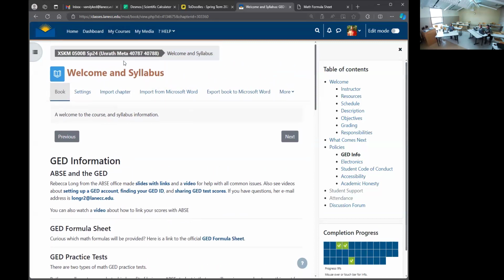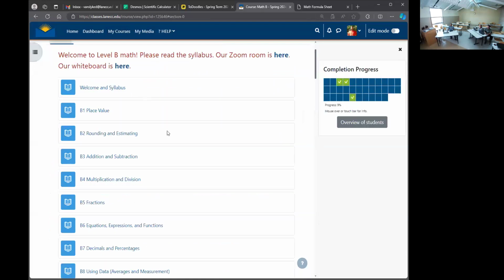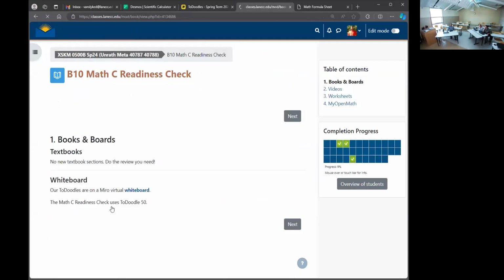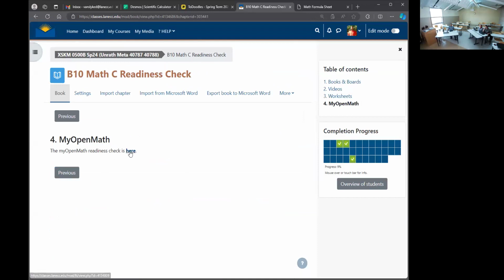So when I get home or in the morning, for the reporting for today, I'll have to put in both the using data and geometry. I'll put the link in both places. And if you want to do the Math C readiness check already, you can start. It has my open math section, and now we fixed it, so it's there. Okay, I'm gonna stop recording.